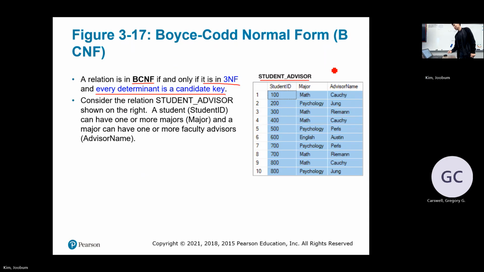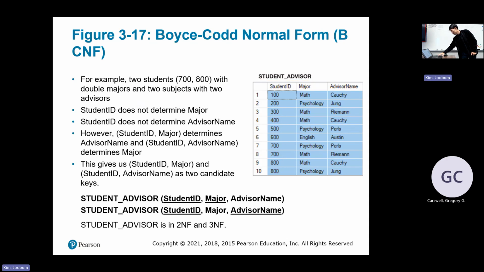What do you think? Does student ID determine the major? Maybe not. Why? 300 and 800 are associated with psychology and math, so one ID is associated with multiple values. So no functional dependency.